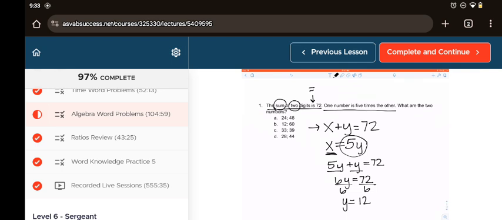Now let's go back and find out what the question is asking us for. It says, what are the two numbers? So we need to know both of them. Right now we only know one. How do we solve for the second one? Well, we plug this in to our equation. So x equals 5 times y. Well, y is 12, so we're going to replace the y with 12. So x equals 5 times 12. X equals 60. Okay? Answer is B.